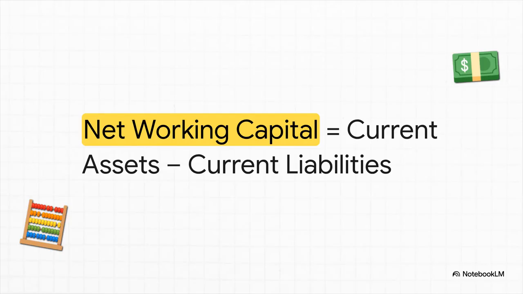The formula is as straightforward as it gets. Net working capital equals current assets minus current liabilities. You literally just subtract what you owe in the short term from what you own in the short term. It gives you the absolute dollar amount needed to keep the lights on. But there's a catch here. Knowing you have, say, $100,000 in net working capital doesn't mean much unless you know the size of the company. $100,000 is amazing for a local coffee shop, but it's a massive red flag for a multinational retailer.